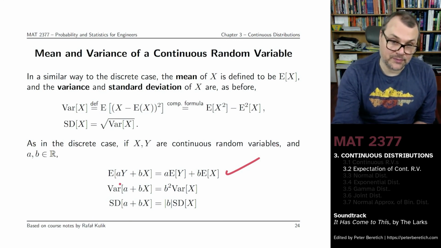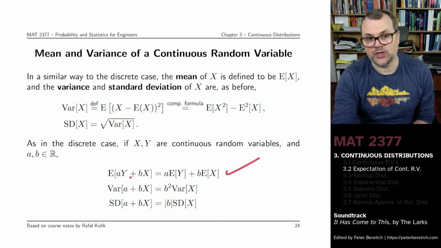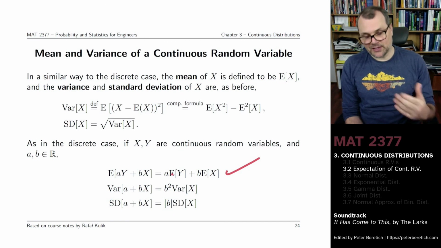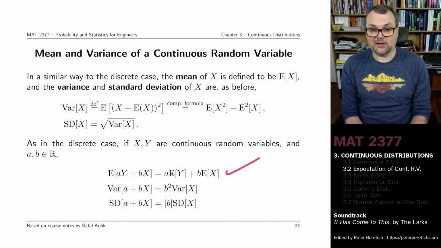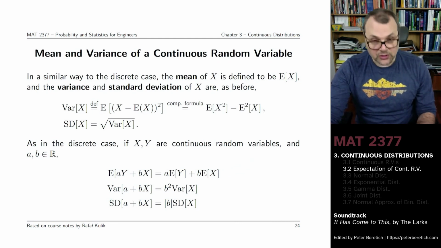So as long as this a here isn't accompanied by some other random variable, the variance of a sum plus a multiple of a random variable, you can just forget about the sum part. Take out the b, which you'll remember has to be squared. And the standard deviation, as before, would just be the square root of the variance, which is the square root of b squared times the variance of x, which is just the absolute value of b times the standard deviation of x. So things do not change on that front.